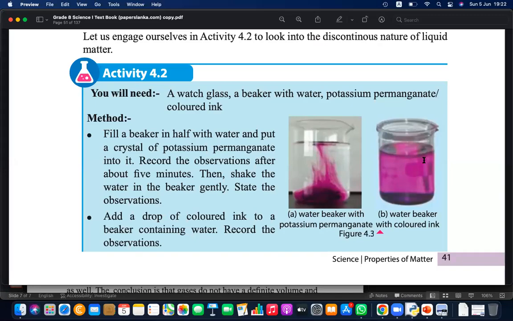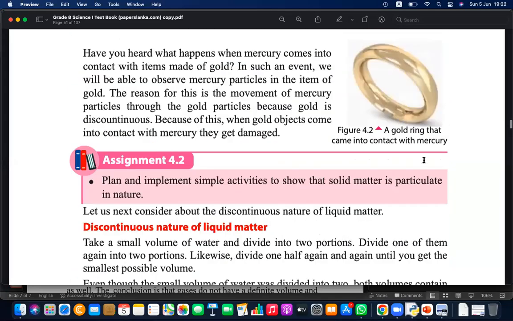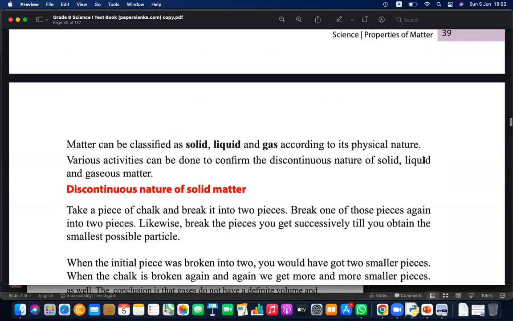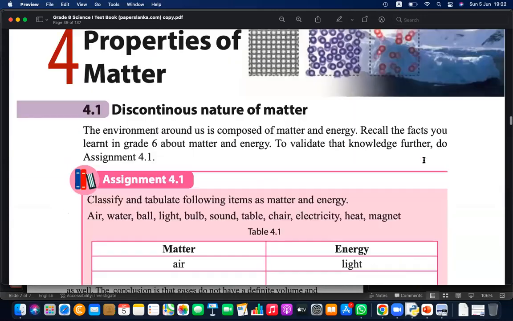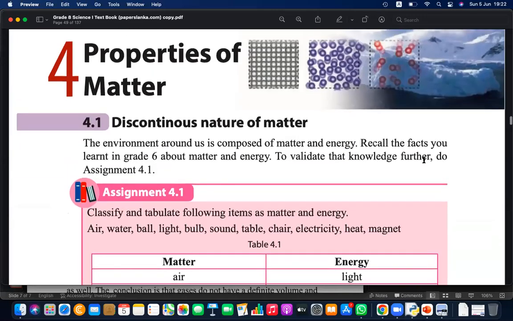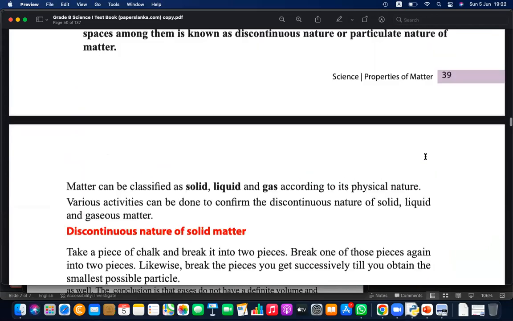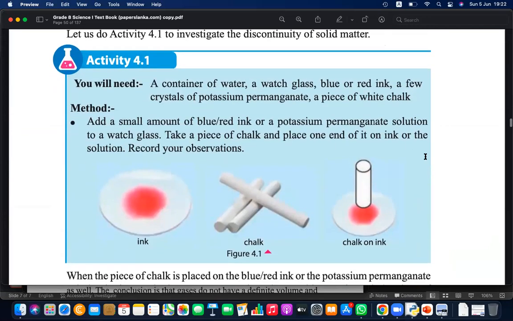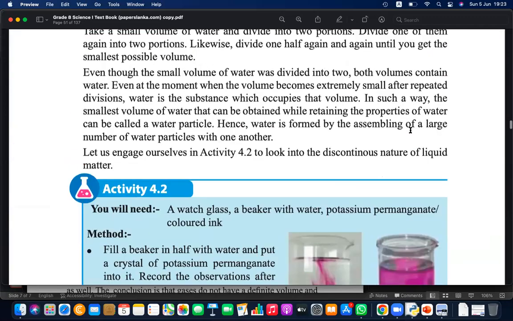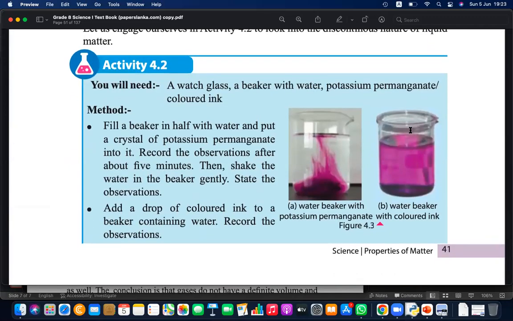So these practicals you need to do before we start the next part. Practical number one is this chalk practical. Practical number two, you can do a time lapse and please send it to me. Do the diffusion practical using food coloring and send it to me.